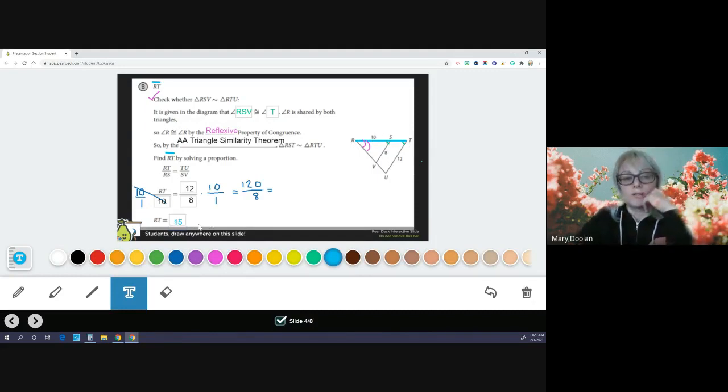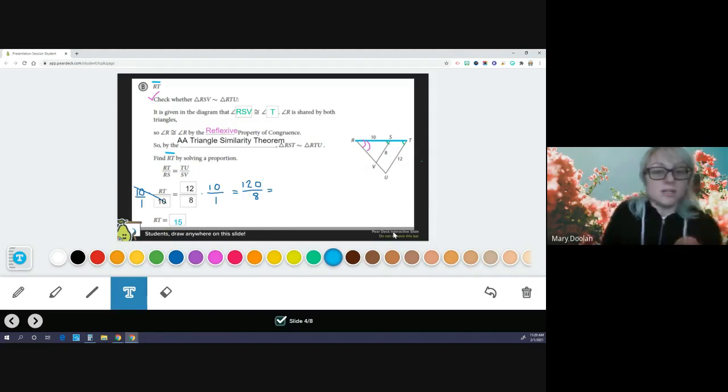You should always check the validity of your answer to make sure it just makes sense. Like if I ended up with a number smaller than 10 for the side length of RT, that's like a red flag that, hey, you probably made a mistake, that your longer side length is actually not longer. All right.